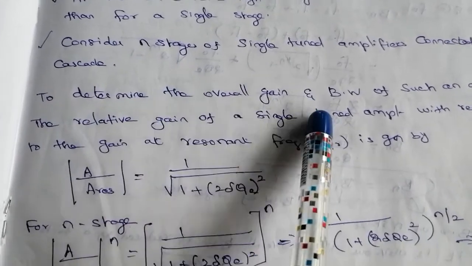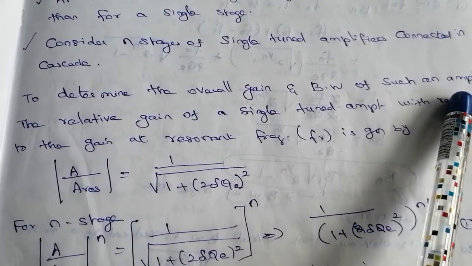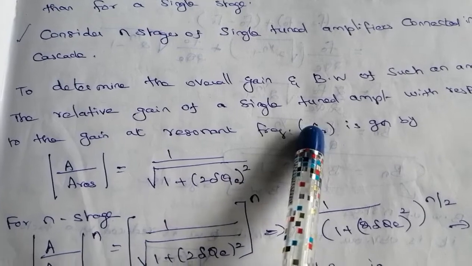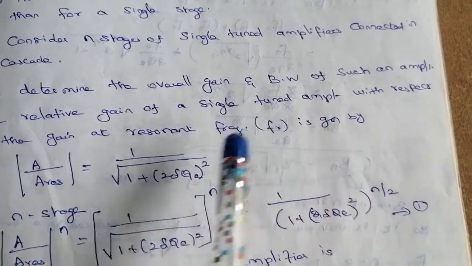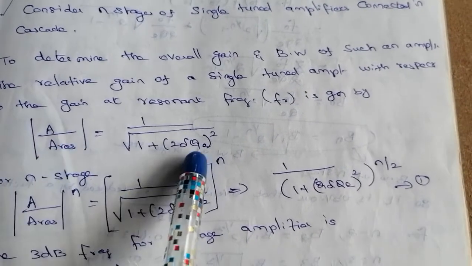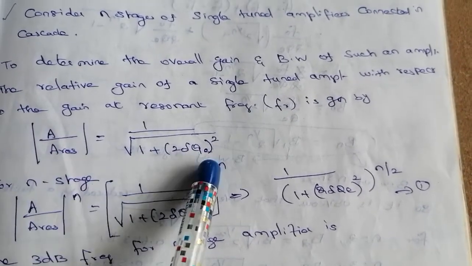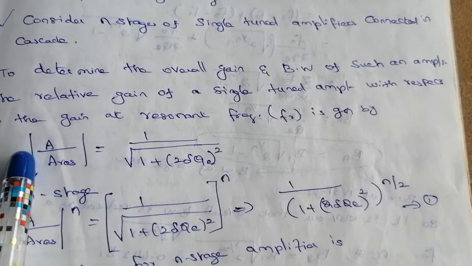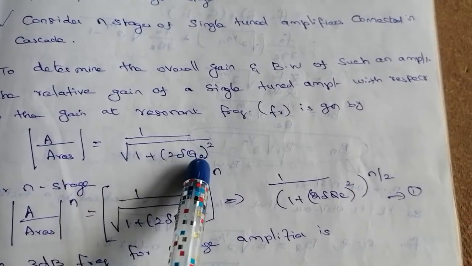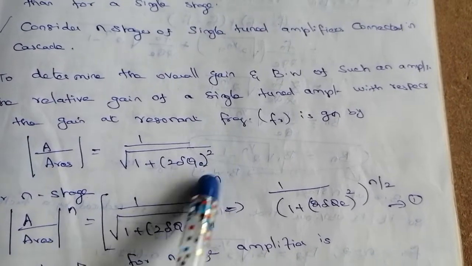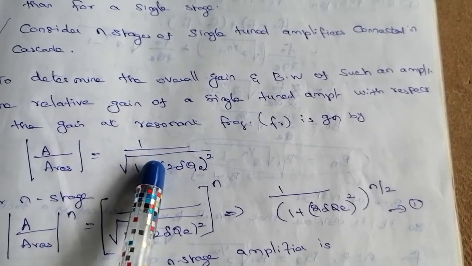To determine the overall gain and bandwidth of such an amplifier, the relative gain of a single tuned amplifier with respect to the gain at resonance frequency fr is given by this. This is the relative gain of a single tuned amplifier, already derived in the single tuned amplifier circuits. That is A divided by A resonance equal to 1 divided by root of 1 plus (2 delta Q naught) the whole square. This is for a single stage tuned amplifier.